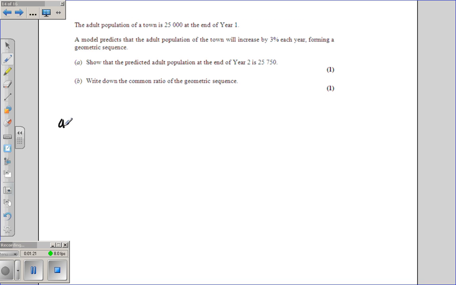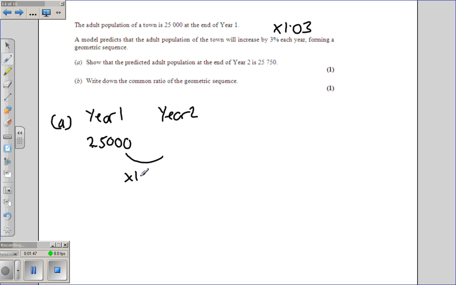Part A, show that the predicted adult population at the end of year 2 is 25,750. Even if you didn't know this meant times by 1.03, you could do it in your own way. All you're doing is getting the year 1 amount, which is 25,000, and you're finding 3% and adding on. But it's much easier if you just times by 1.03.